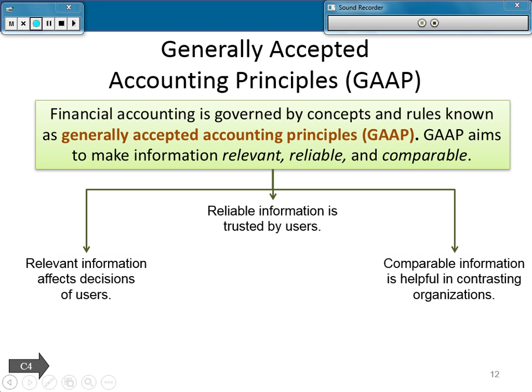So let's talk about generally accepted accounting principles, or what we like to call GAAP. That's the acronym. GAAP is a set of principles that corporations in the United States are governed by. The reason why we use GAAP is because we know whatever information is published under the GAAP principles is reliable, is somewhat accurate. We know that it can affect the decisions of both internal and external users, and it's also helpful in the industry to compare against other companies, maybe competitors.